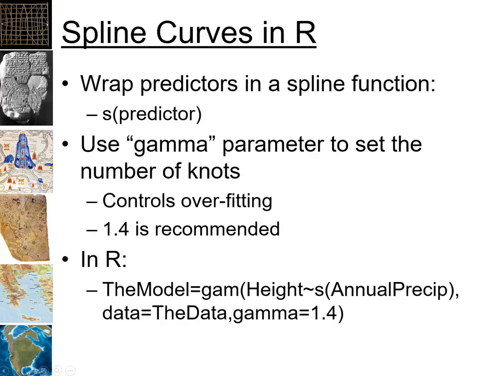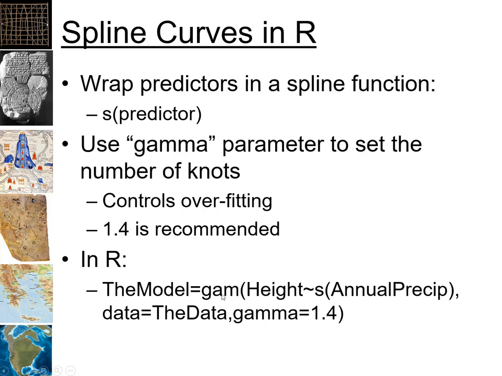When we look at spline curves in R, what you will see is this s, which stands for spline, and we wrap the predictor in a function for s. The gamma parameter controls the number of knots, which controls overfitting. So 1.4 is recommended, but it's something that we'll play with, to change the complexity of our model to fit what we would expect based on the phenomenon.